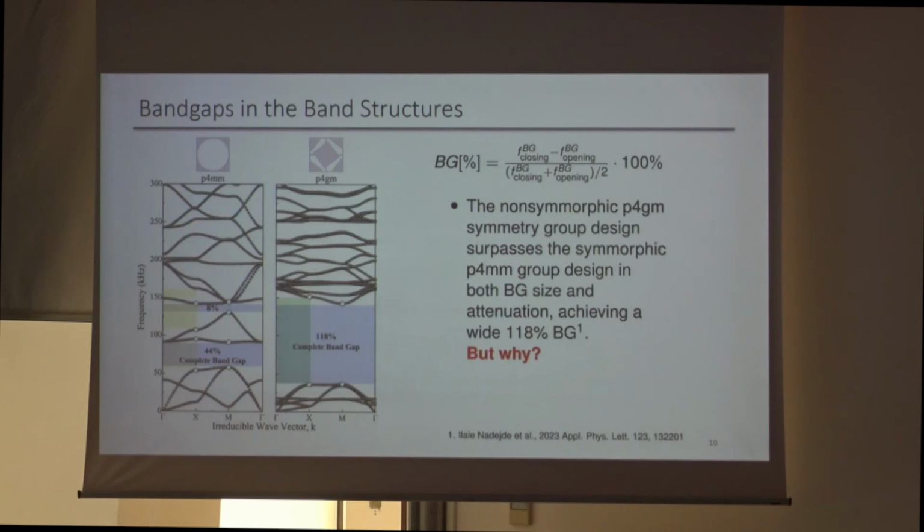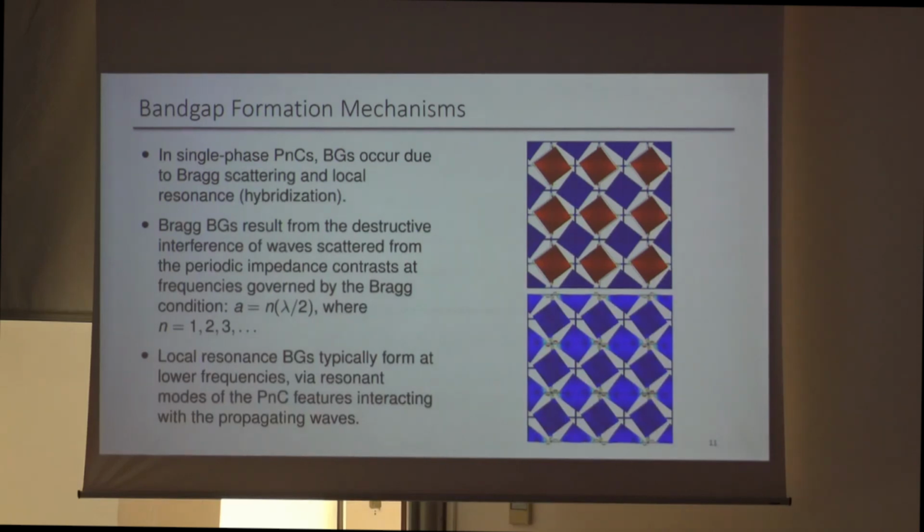For those of you who attended the previous conference in Algero, I already showed that, and there we claimed that P4GM is the best symmetry group that you can use. But why does it happen? To answer this question, we need to look into the real spectra for the imaginary wave vectors.